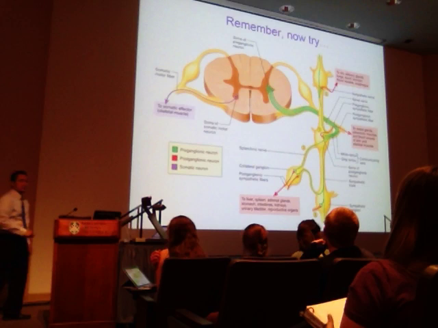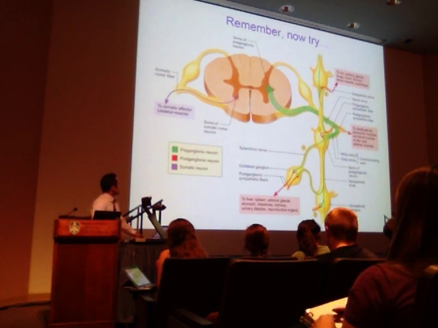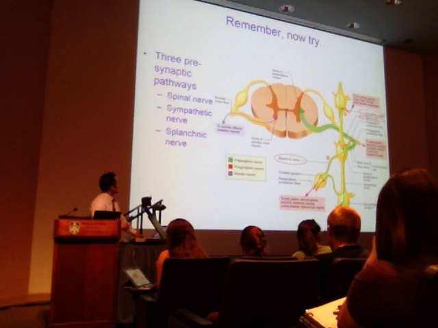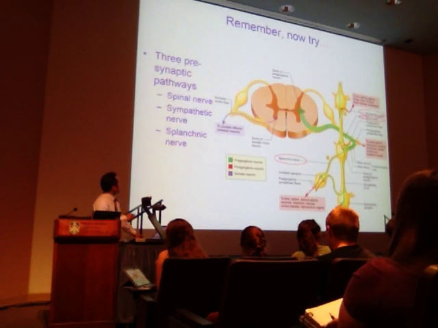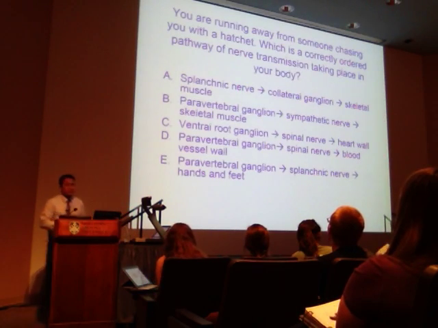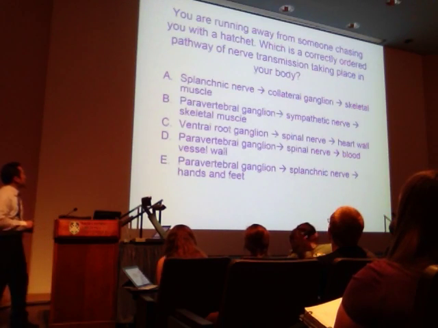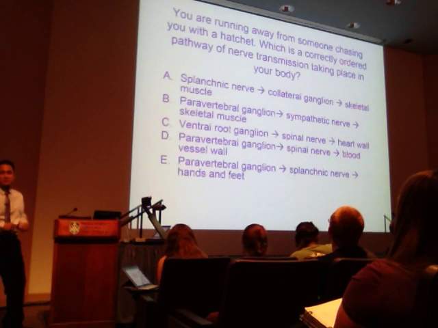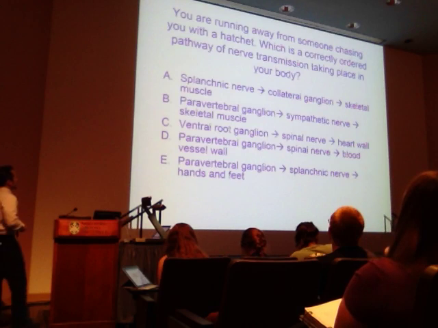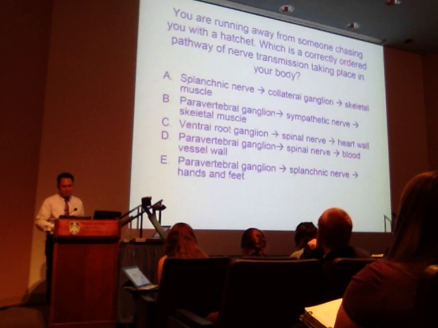Remember what we introduced in the last lecture? Right? We've got these different pathways. We're specifically focusing on these three. And I want you to answer this question. You're running away with someone chasing you with a hatchet. Okay? Which is a correctly ordered pathway of neurotransmission that's taking place? Someone's chasing you.